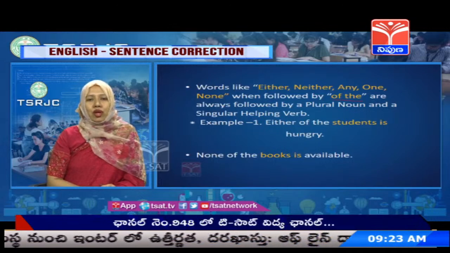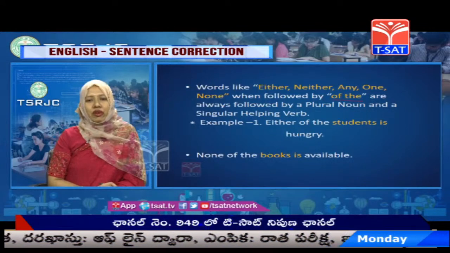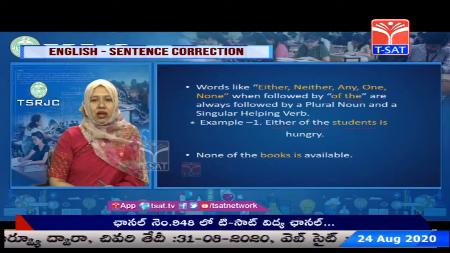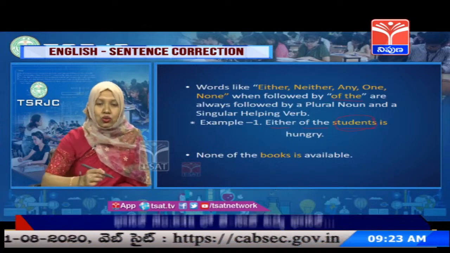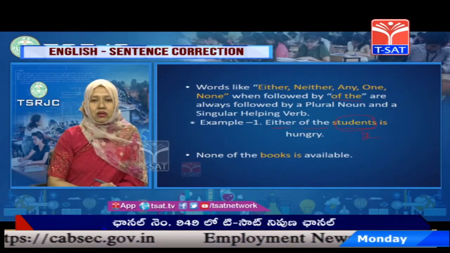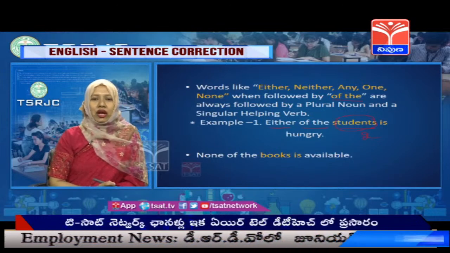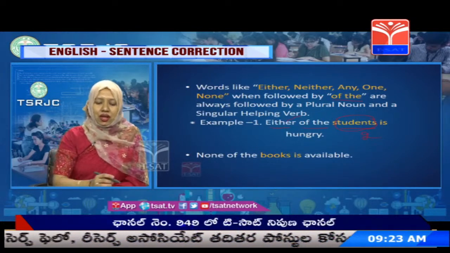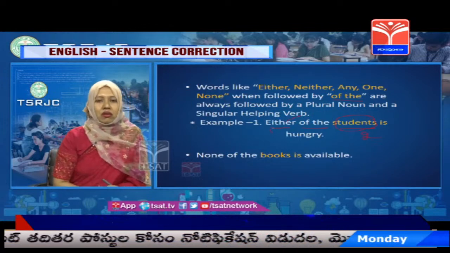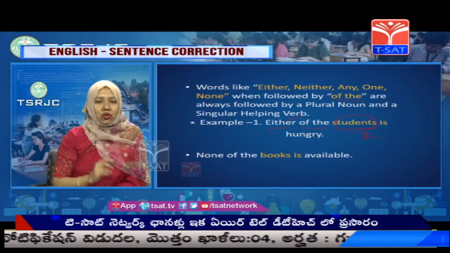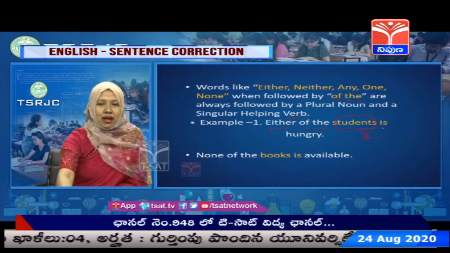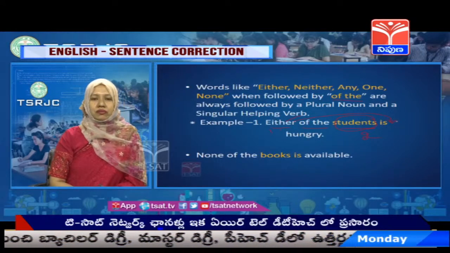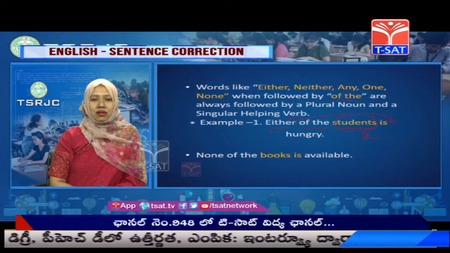It should be followed by a plural noun and a singular helping verb. Either of the students is hungry. Here, let us take two students. When we talk about two students, we are talking about one person here, because in the subject place either is used. Either refers to one person or one student. So out of two students, only one is hungry. Because the subject is singular, we are using a singular helping verb here. I hope this is clear.